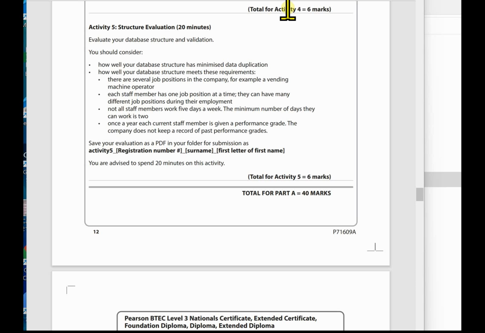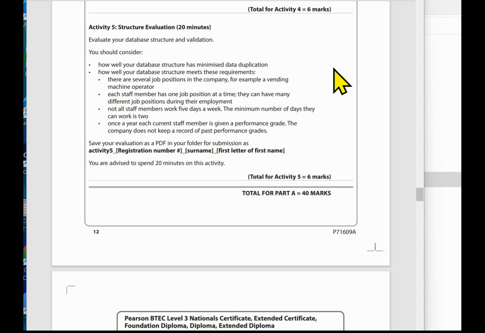This next video clip covers Activity 5, and that's the structure evaluation. You need to evaluate your database structure and validation. You should consider how well your database structure has minimised data duplication and how well your database structure meets these requirements, and then there's a list of requirements that you need to evaluate.